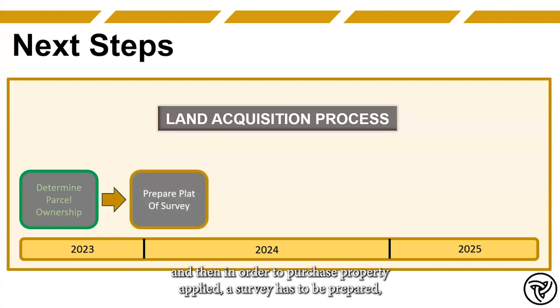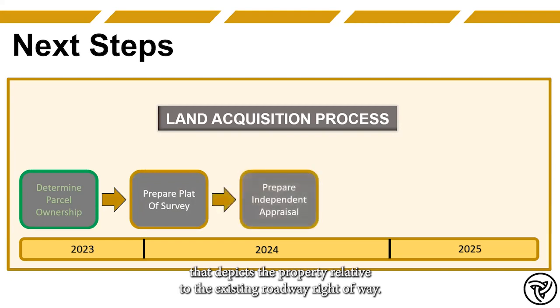And then in order to purchase property, a plat of survey has to be prepared, which is a legal drawing that has been surveyed and certified by a licensed land surveyor that depicts a property relative to the existing roadway right-of-way. And then, of course, private property can't be taken for public use without compensation.